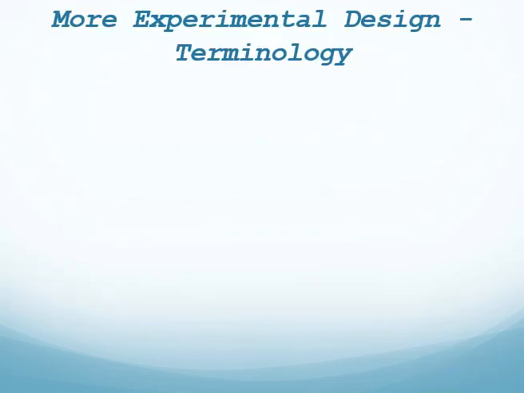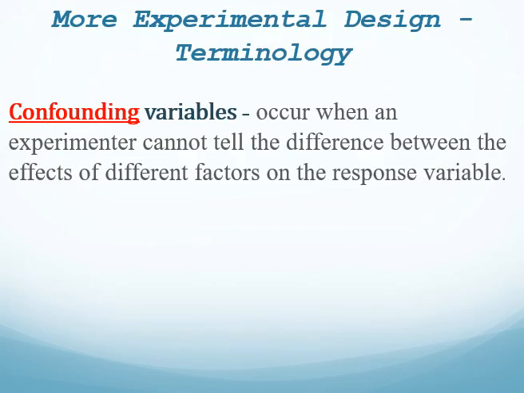All right, some more terminology. Confounding variables. This is a little confusing, but confounding variables occur when an experiment cannot tell the difference. Usually it means we didn't run the experiment really well. Something we didn't account for happened, and so we don't know whether the results we got were from the explanatory variable or from some other variable that we didn't control for, that we did not include in our treatments.